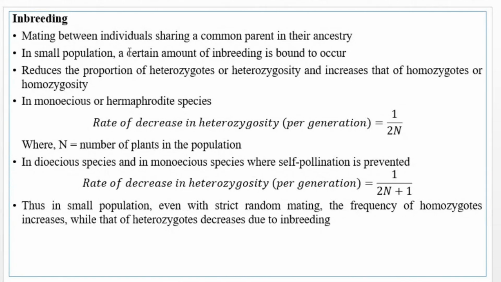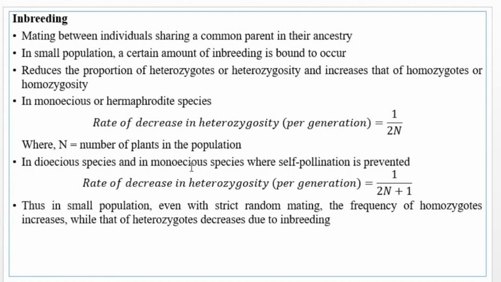And in a small population, a certain amount of inbreeding is bound to occur. So it reduces the proportion of heterozygotes. If a population सानो छ भने के हुन्छ भने there is a higher chance of consanguineous mating. So the inbreeding will be bound to occur there. It reduces the proportion of heterozygotes or heterozygosity, and the proportion of homozygous or homozygosity will be increased. In monoecious or hermaphrodite species, the rate of decrease in heterozygosity per generation becomes 1 by 2n, half of the population. 1 by 2n decrease in the heterozygosity हुने गर्दछ.